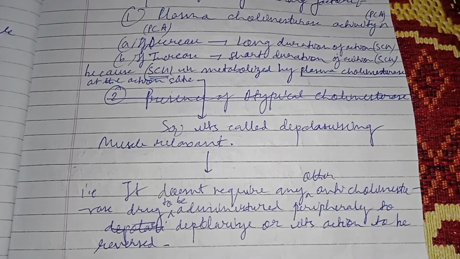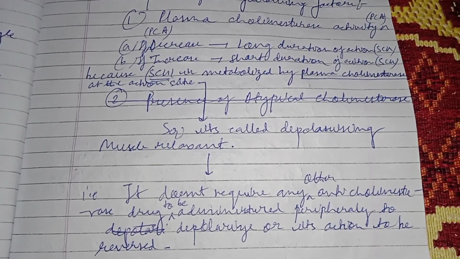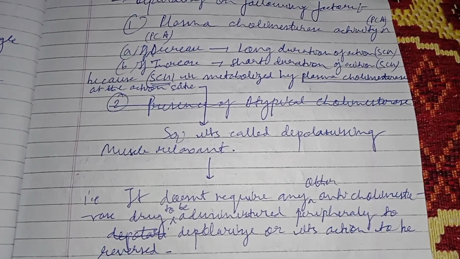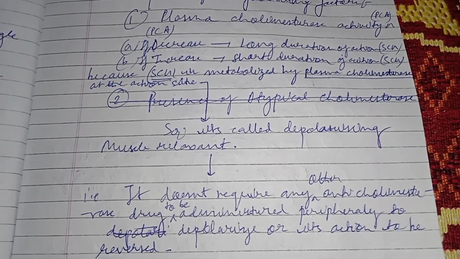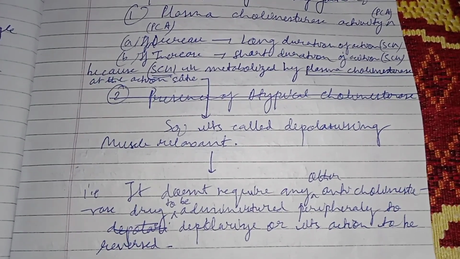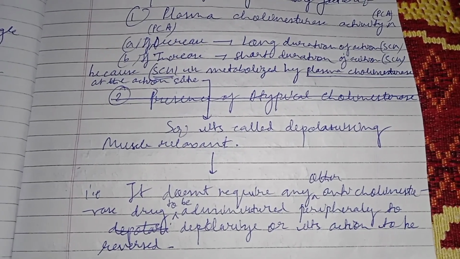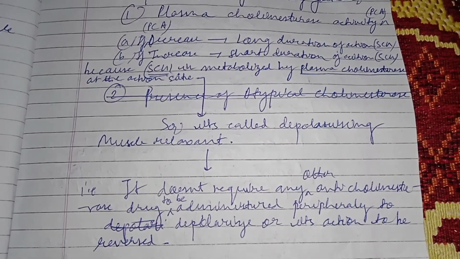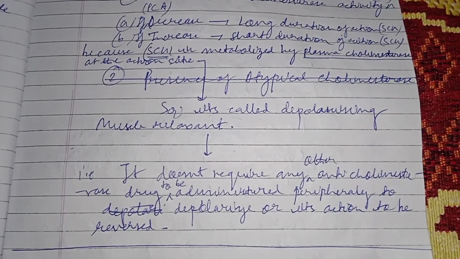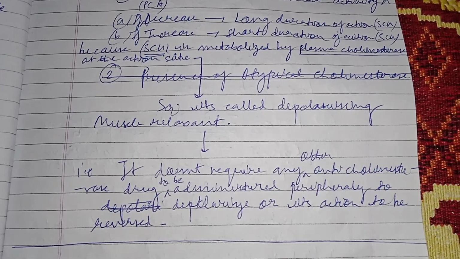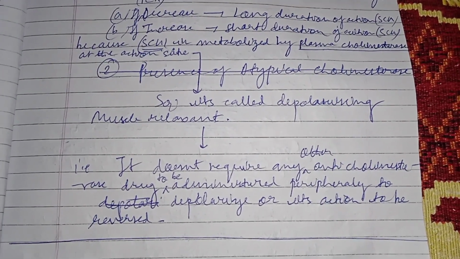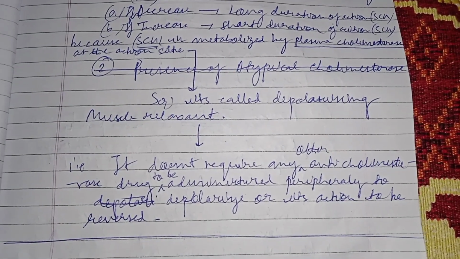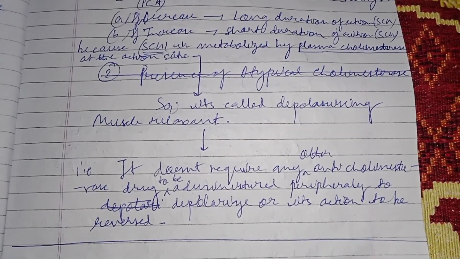plasma cholinesterase level, that is plasma cholinesterase activity, there is long duration of action of succinylcholine. If there is increase in the PCA level, there is short duration of action of succinylcholine, because it is metabolized by plasma cholinesterase at the action site. Hence it is called the depolarizing muscle relaxant. And what does that mean actually? It means that it doesn't require any other anticholinesterase drug to be administered peripherally to reverse its action. I hope it is clear.